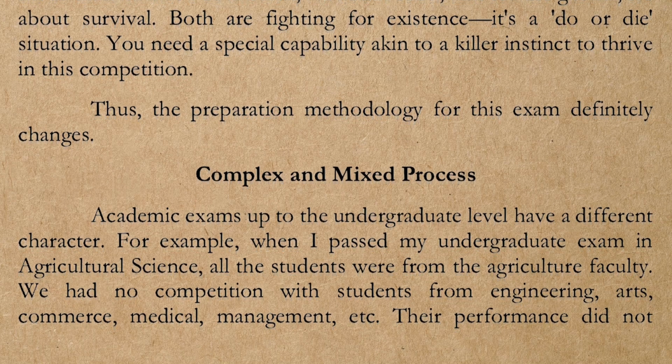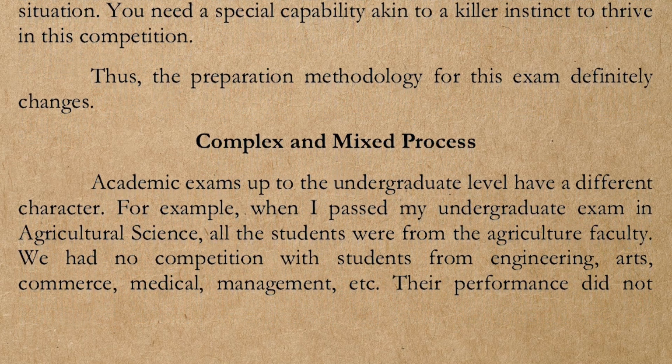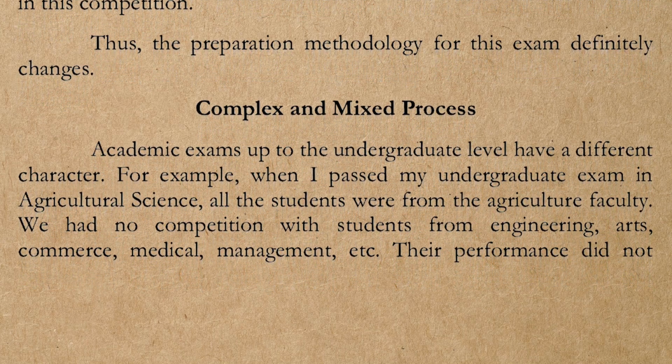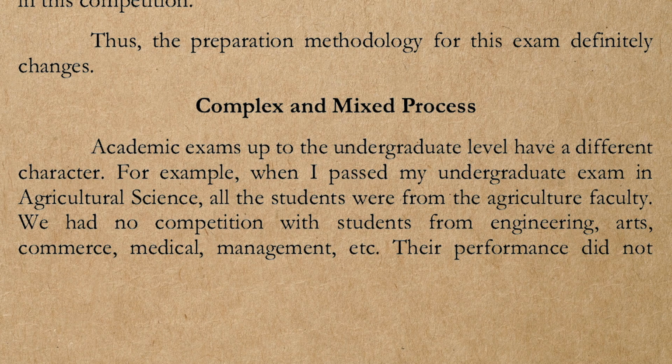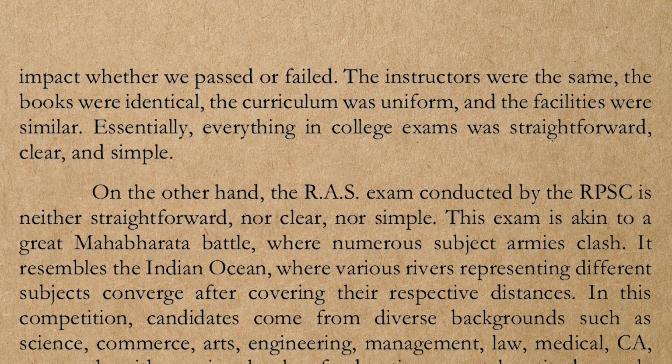Complex and mixed process. Academic exams up to the undergraduate level have a different character. For example, when I passed my undergraduate exam in agriculture science, all the students were from the agriculture faculty. We had no competition with students from engineering, arts, commerce, medical, management, etc. Their performance did not impact whether we passed or failed. The instructors were the same. The books were identical, the curriculum was uniform, and the facilities were similar. Essentially, everything in college exams was straightforward, clear and simple.